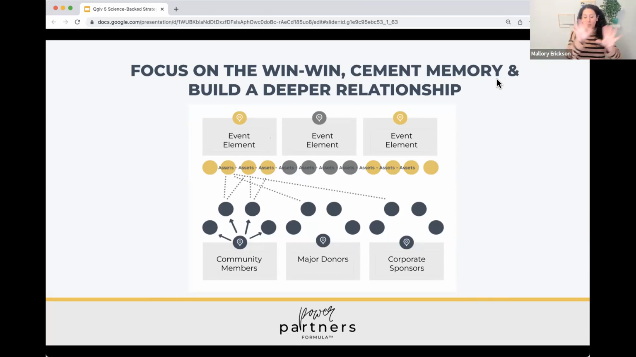We think we need the perfect Canva designed pitch deck. What we actually need is connection and collaboration and conversation. That's how you create buy-in. That's how you create relationships. And that's how you create people who want to be deeply involved in your organization.